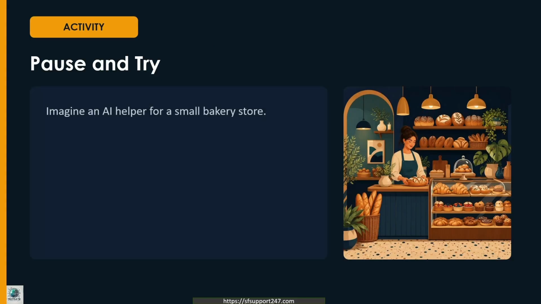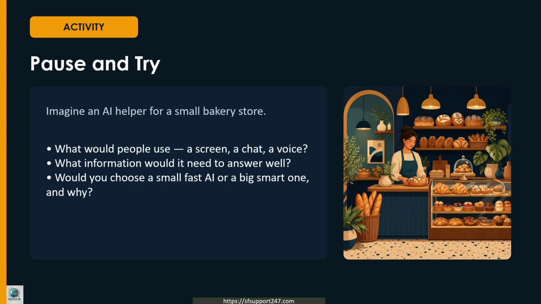Pause and try. Imagine an AI helper for a small bakery shop. What would people use? Think about it. Assume that there is a bakery shop. They hired you to build an AI application. So what really are you going to build? How are the bakery customers going to use this AI solution?